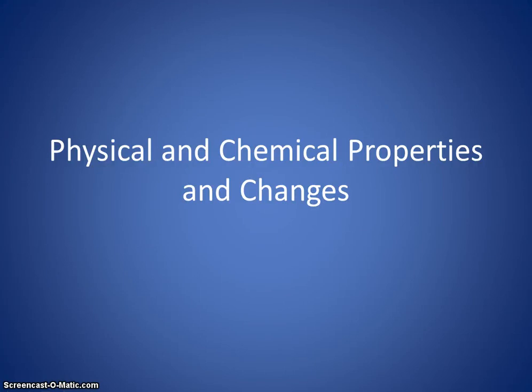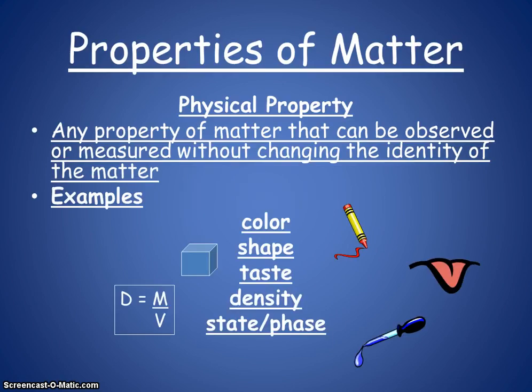All right, now we're going to talk about physical and chemical properties of matter and physical and chemical changes amongst matter. All right, so properties of matter, when we're talking about physical properties, we're talking about things that are observed or measured, but that have nothing to do with changing the identity of the matter, just physical properties. These can be color, shape, taste, density, the state of matter it's in.